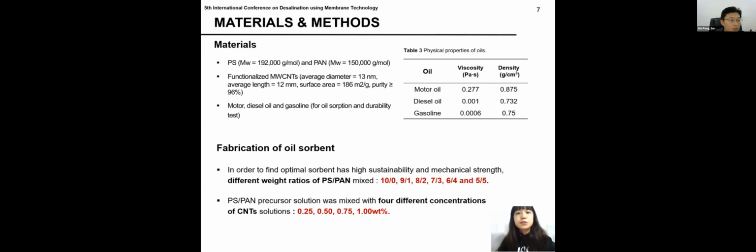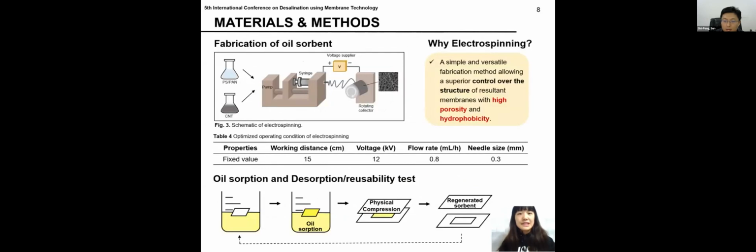Then, to find the optimal sorbent which has high sustainability and mechanical strength, the weight ratio of PS-PAN mixes varied from 10 to 0 to 5 to 5. After finding the optimal PS-PAN solution, 4 different concentrations of CNT were added to the PS-PAN solution. Electrospinning is a simple and versatile fabrication method, allowing superior control over the structure of the resultant membrane with high porosity and hydrophobicity in a short time. We fabricated the sorbent based on the optimized operating conditions for electrospinning: working distance, voltage, flow rate, and needle size.